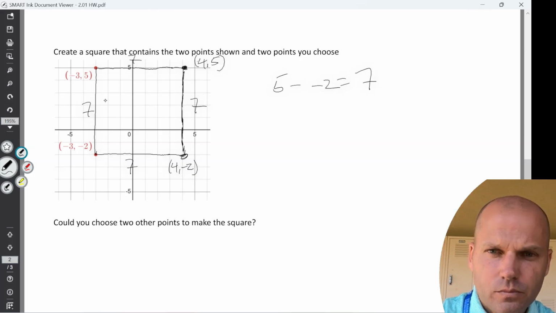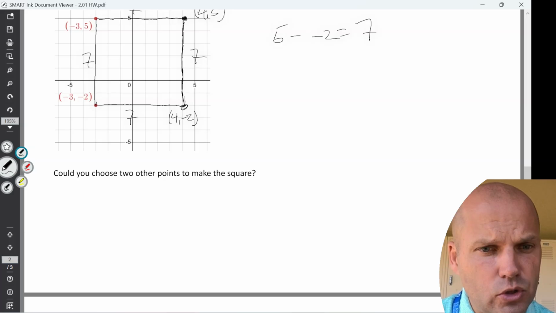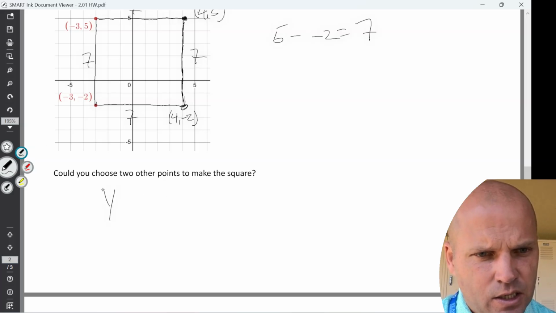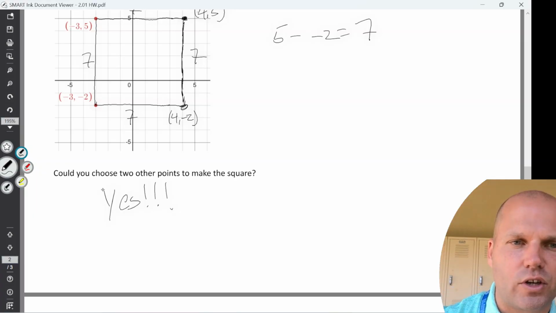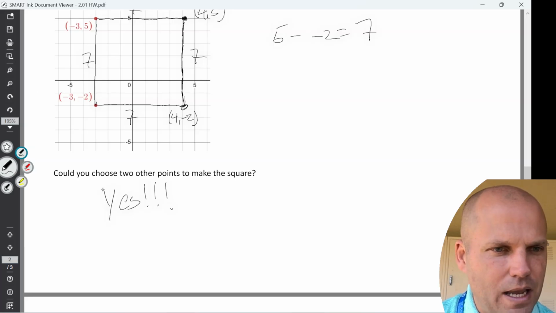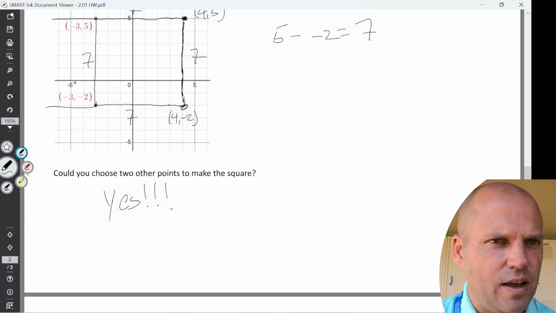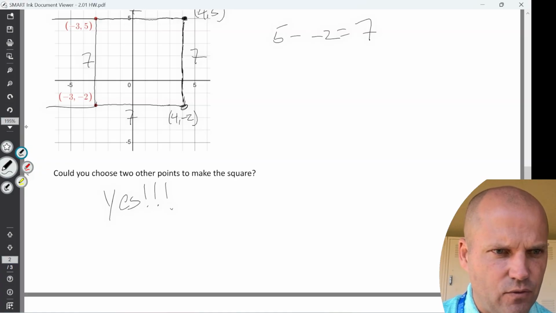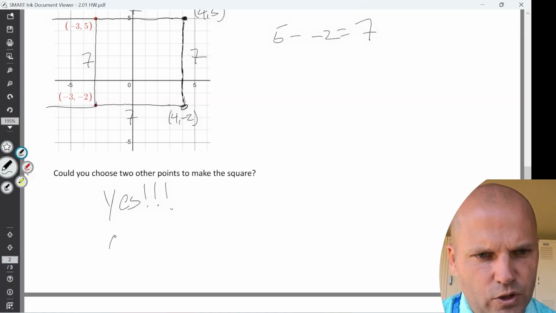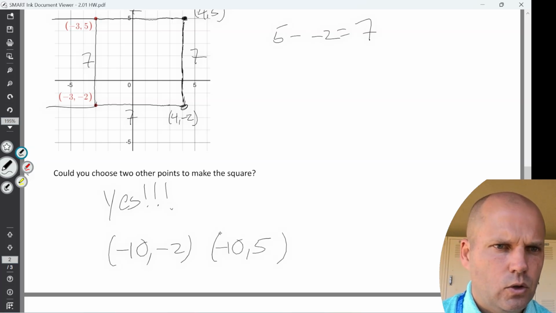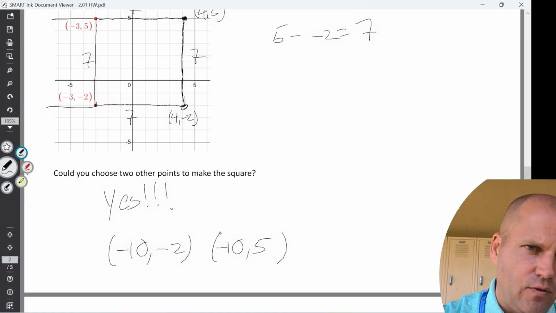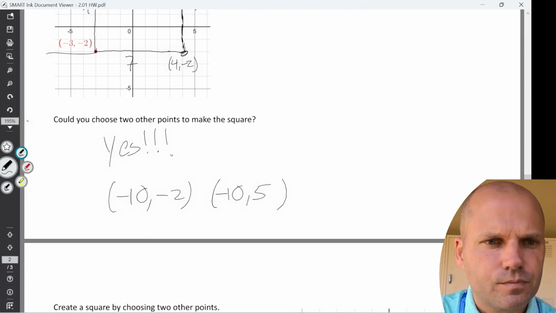Works out well. Could you choose 2 other points to make the square? Yes. And it's your responsibility to find those points without having the grid to help you. How could you maybe go to the left 7 from -3, 5, and from -3, -2? And hopefully you are arriving at the points -10, -2, and -10, 5. Those will both be 7 to the left of -3, 5 and -3, -2.